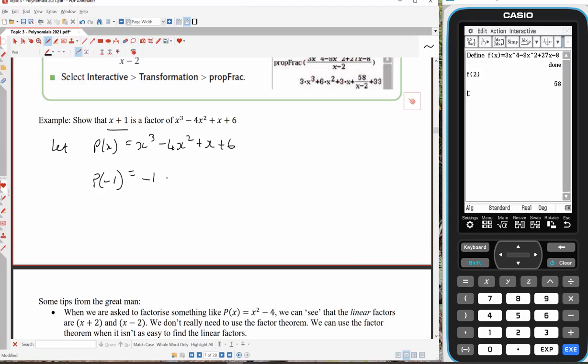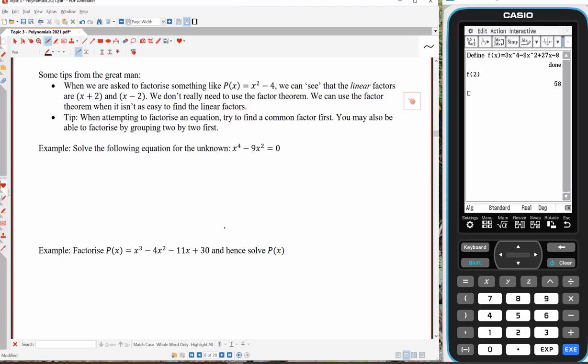So negative 1 cubed is negative 1. Negative 1 squared is 1, take 4. Negative 1 goes in there, plus 6, and that is equal to 0. So we're going to say, therefore, x plus 1 is a factor.